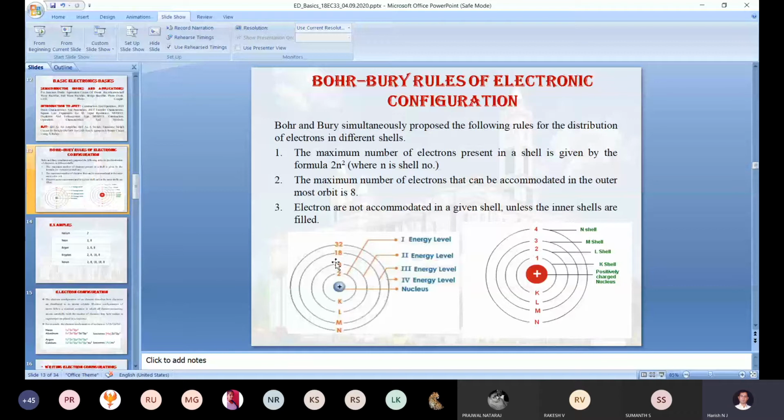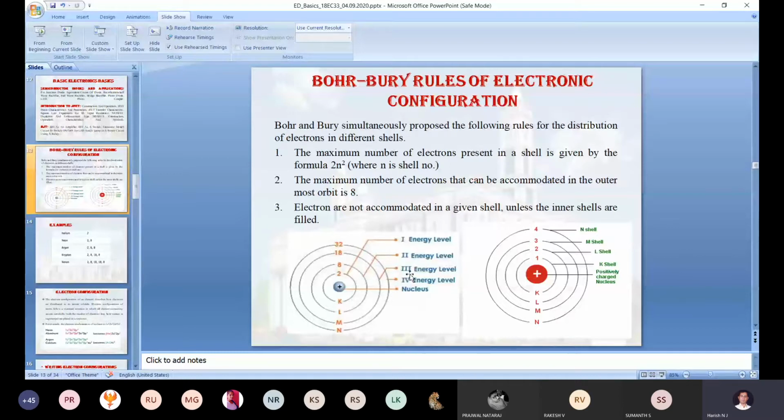It is satisfied? The same way, the third orbit consists of three subshells, S, P, D. S subshell 2, P subshell 6, D subshell 10. It is clear? 10 plus 6 is 16. 16 plus 2 is 18. Once again, this rule is also satisfied.